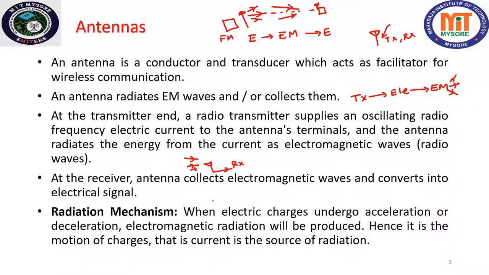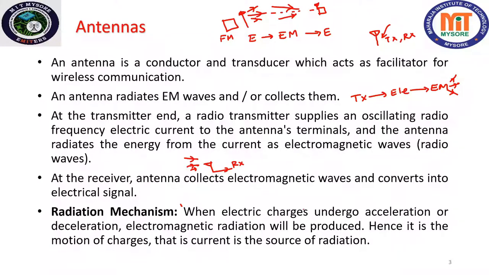So how does this radiation mechanism work? It basically works on the flow of current. The same has been explained here. When electric charges undergo either acceleration or deceleration, electromagnetic radiation will be produced. Hence, it is the motion of charges, that is nothing but current, that is the source of radiation.